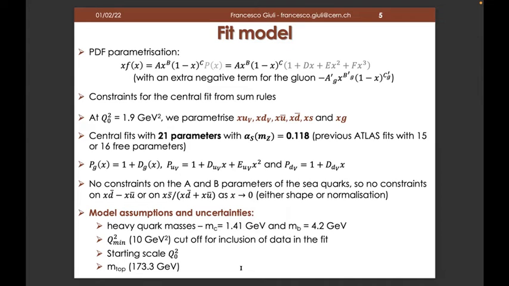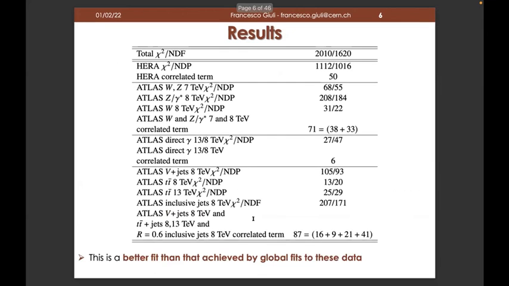We are assuming the charm quark mass to be 1.41 GeV and the bottom mass to be 4.2 GeV. We are considering data with a cut on the minimum Q square equal to 10 GeV square. And also, we are assuming the top mass for our prediction to be equal to 170.3 GeV. Of course, we vary these model assumptions to assess model uncertainty, but I have a slide about it later.